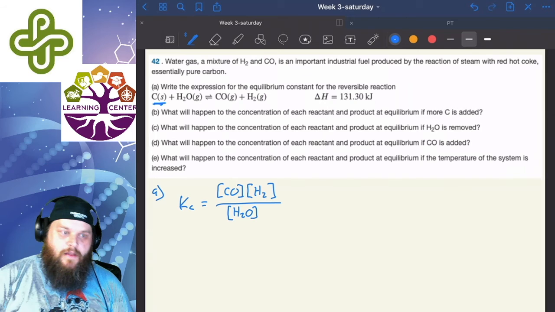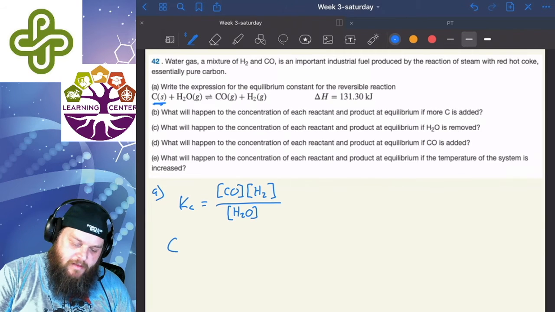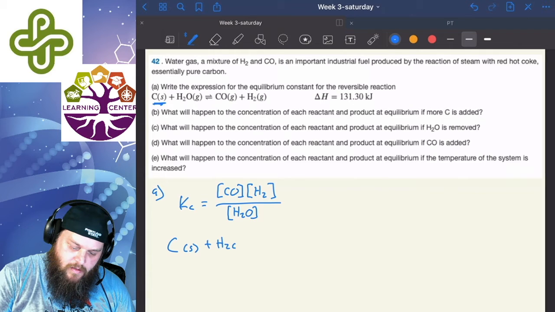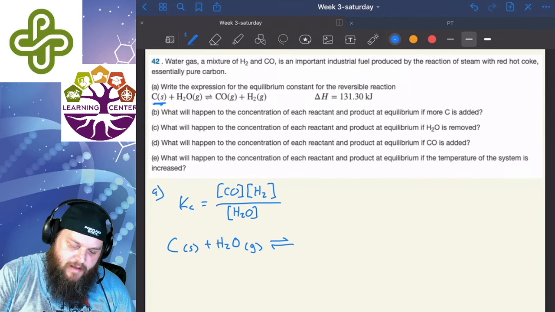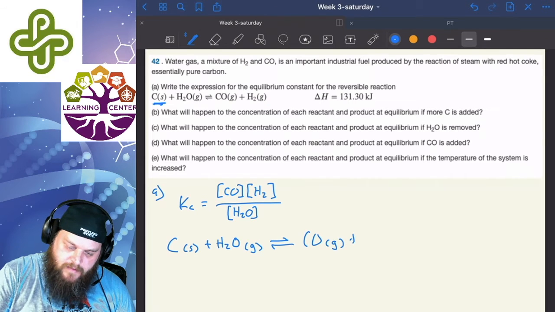So we're done there. Again, writing out this reaction: C, a solid, plus H2O, which is a gas in this case, which is important because otherwise it wouldn't be part of my constant. Just CO gas plus H2 gas.